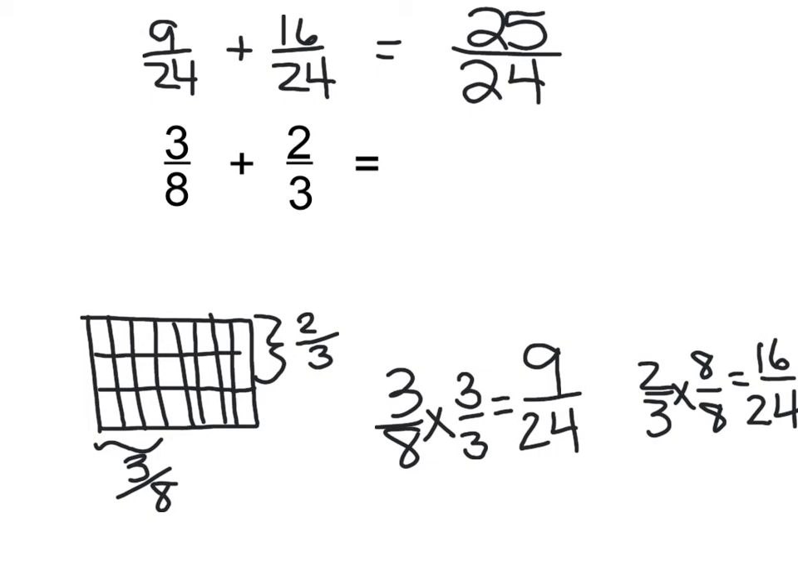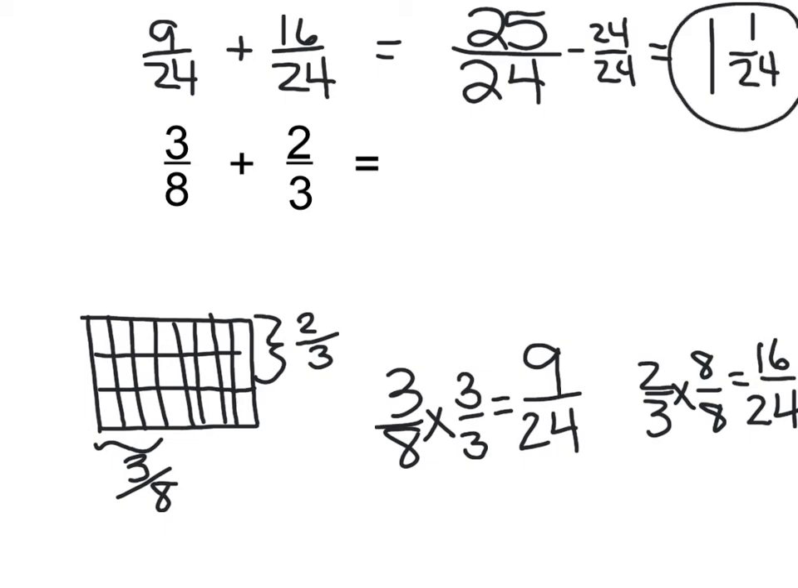I want you to go ahead and pause your video and see if you can write 25/24 as a mixed number, meaning it has a whole number and a fraction. So if you pulled 24/24 out of that, that's one whole. And then 25 minus 24 was 1 in your original denominator of 24. So 3/8 plus 2/3 equals 1 and 1 over 24.